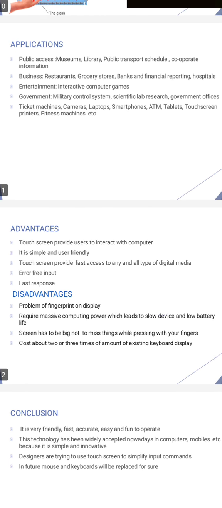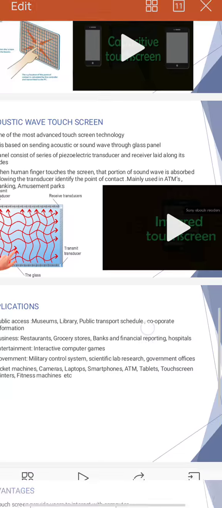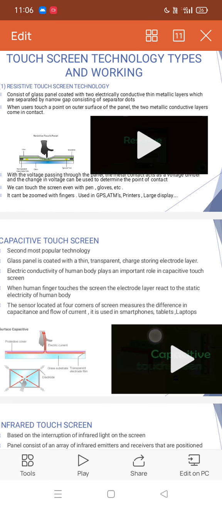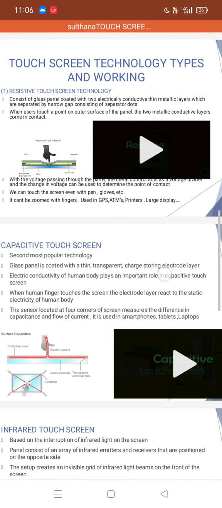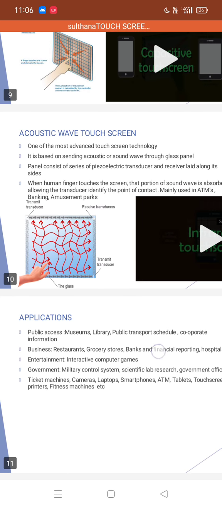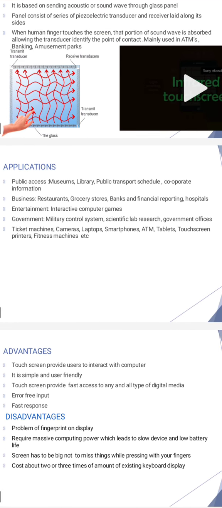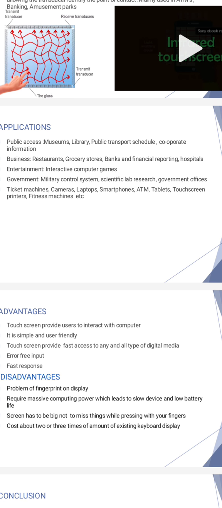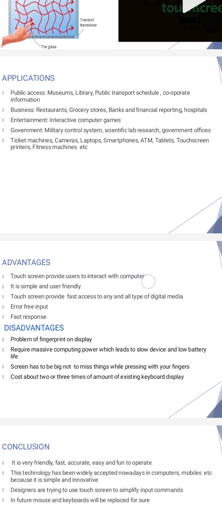And we have applications from infrared touchscreen, resistive touchscreen technology, capacitive touchscreen technology and all. We have many applications: public access such as museums, libraries, etc. For business purposes, restaurants, grocery, etc. For entertainment, for computer games, and for military control systems, ATMs, tablets.